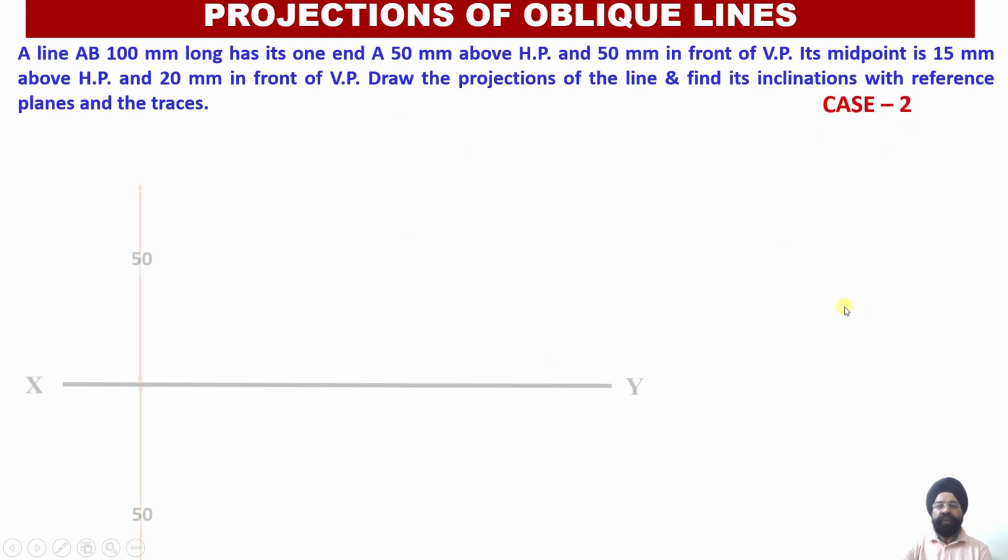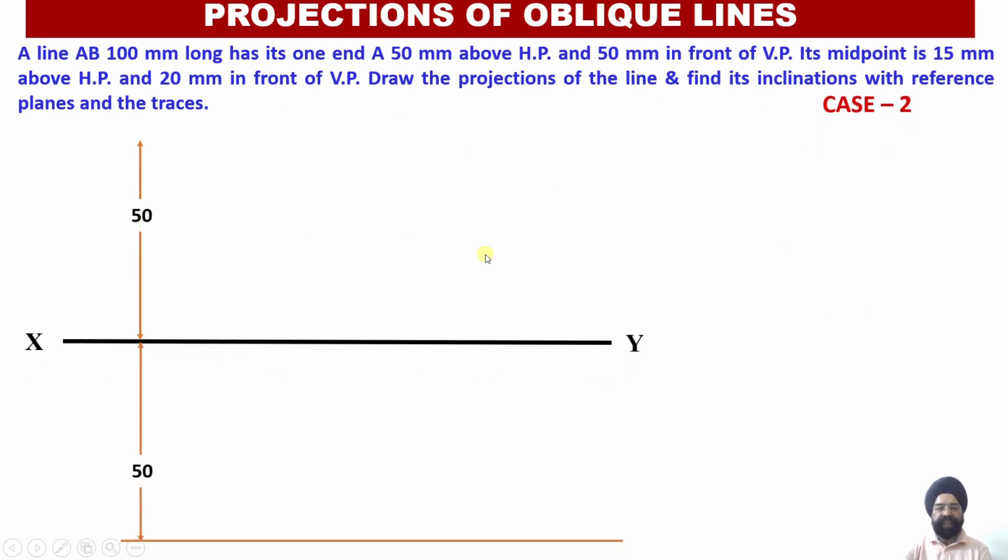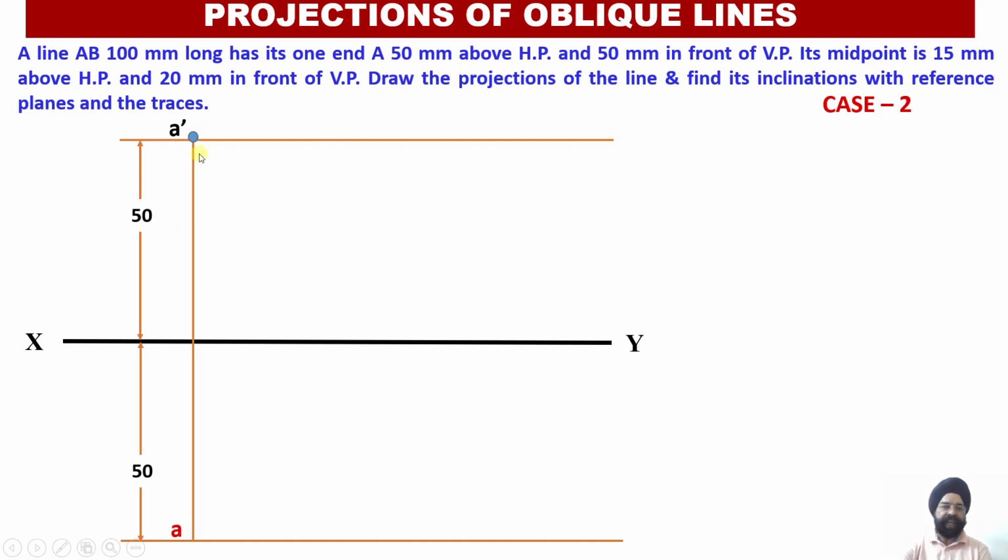Let us draw whatever original data is given. So please see the coordinate locations of end A we have drawn. A dash lies 50 millimeter above HP because this end lies 50 mm above HP. So A dash will lie 50 millimeter above the XY line, and end A is 50 millimeter in front of VP. So here 50 millimeter above and 50 millimeter below XY, I have drawn A dash and A.